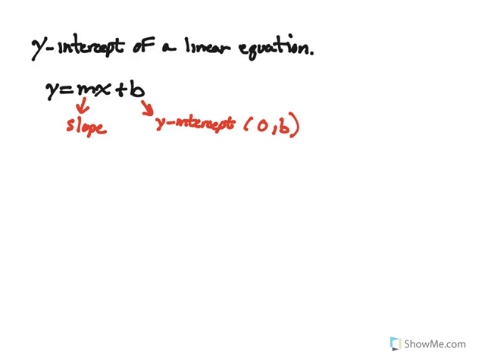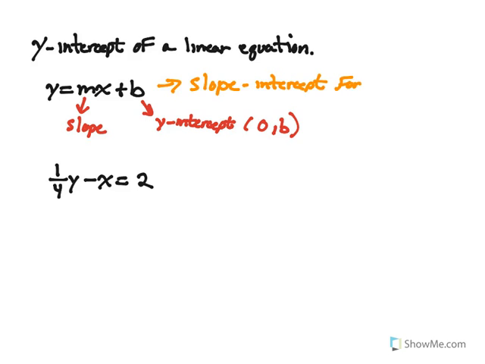So let's look at the following example of an equation. Let's say you had 1/4 y minus x equals 2. The problem with this equation is that it's not in slope-intercept form. The equation y equals mx plus b is slope-intercept form, because m is your slope and b is your y-intercept. That's why they call it slope-intercept form. This equation, however, is not in that form.